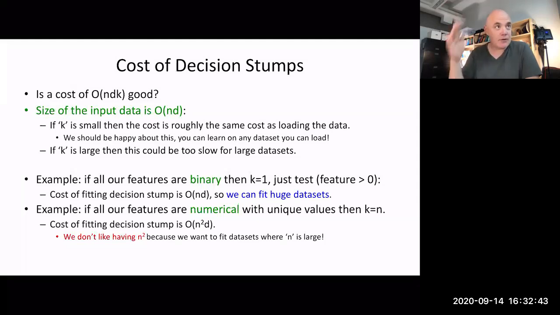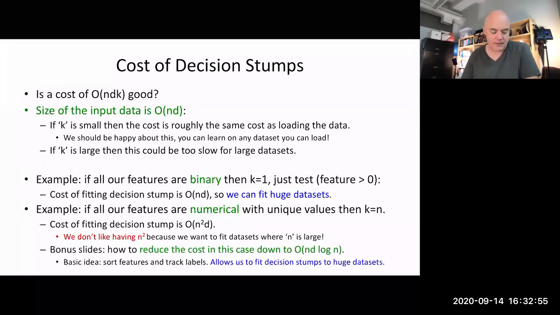If, on the other hand, we have real valued quantities and each individual value is unique, then we've got a little bit of a problem because k equals n, and the cost of fitting a decision stump is big O n squared d, and n squared is bad when you have big N.